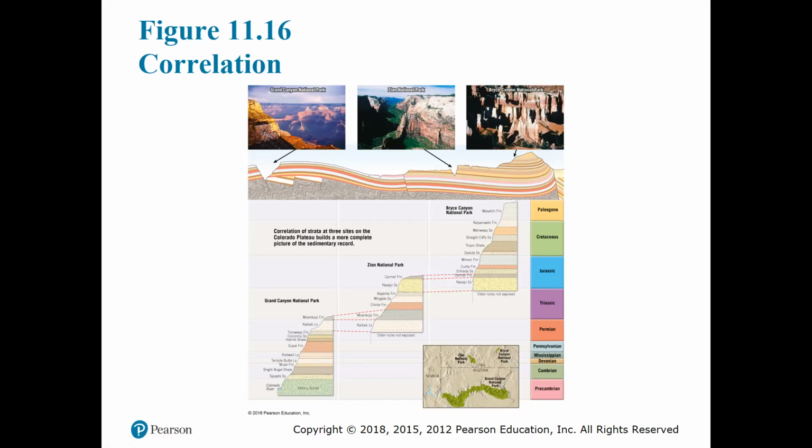And this goes along with what we call the principle of fossil succession, in that fossil organisms succeed one another in a definite and determinable order, and therefore any time period can be recognized by its fossil content. So even if we can't see the exposure of the rocks and correlate them that way, we can use the fossil record to help us correlate. So now we'll watch another smart figure on fossil assemblage and how we can use that for correlation.